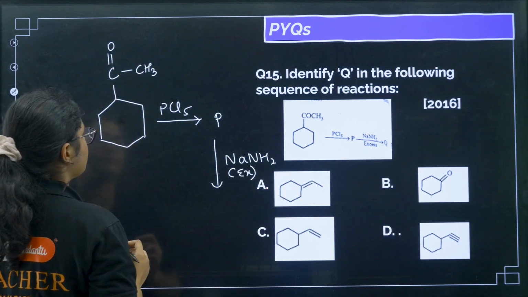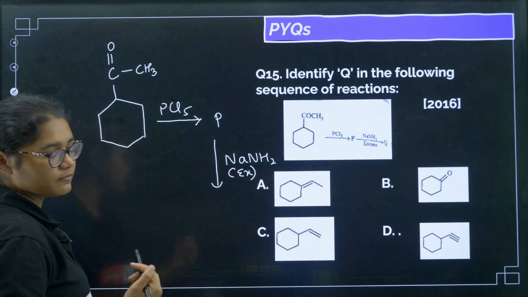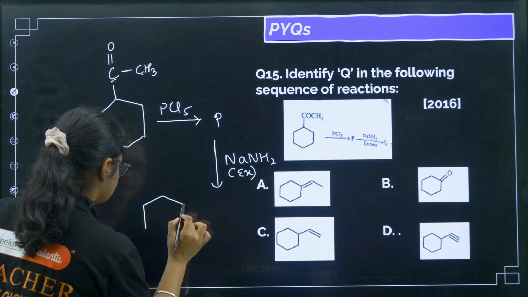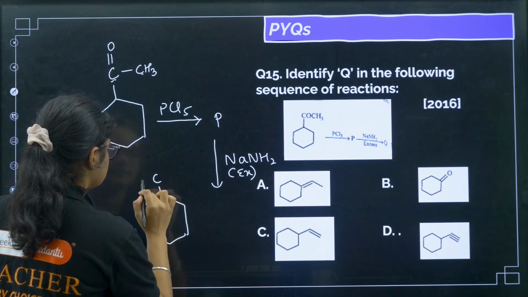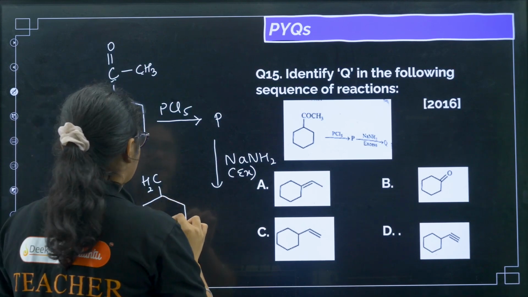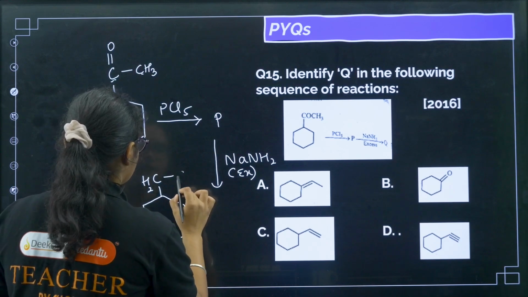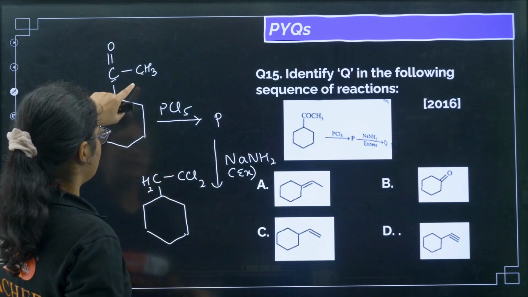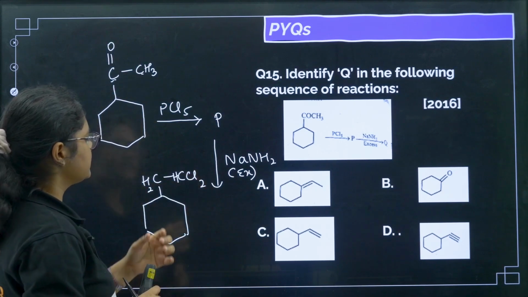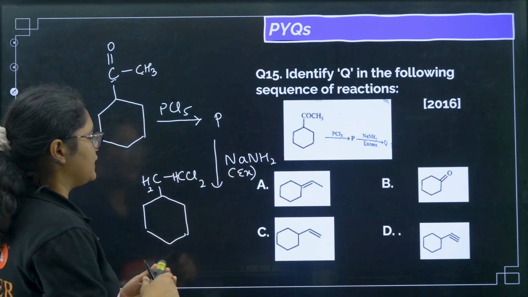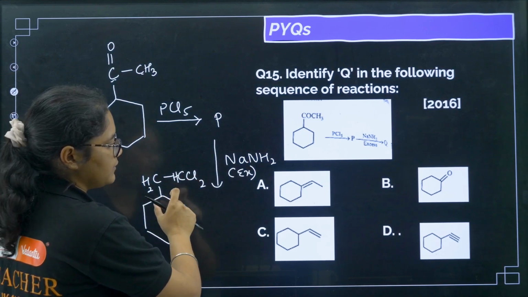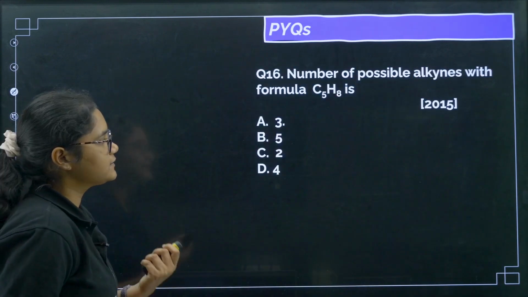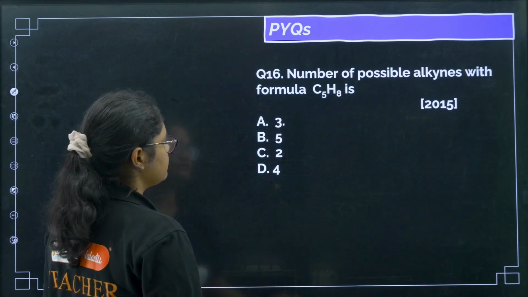So now here what happens if you treat it with PCl5? This group will get 2 chlorines, and a compound like this is formed, CH2 and here CHCl2 we get. Now when you take NaNH2, HCl will be removed twice, and we get a triple bond here, so option number D.